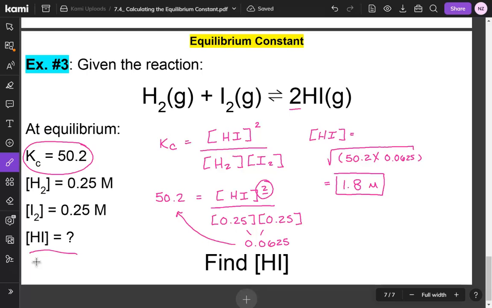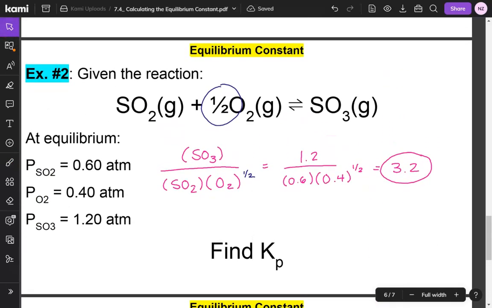So we're not just finding the equilibrium constant. We can use this setup to find individual concentrations, or in the case of gases, we could use it to find individual pressures.